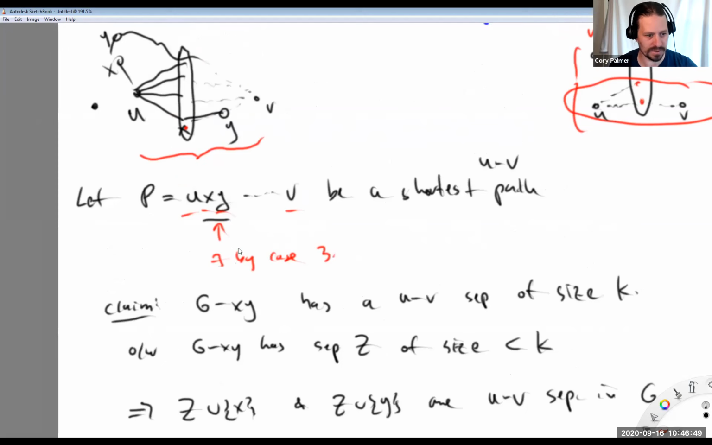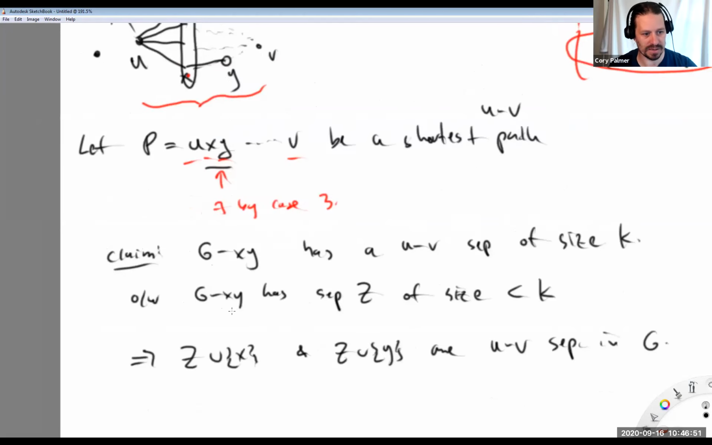But the point is, if G minus xy has a separator Z, then Z union x or Z union y are a UV separator in G, because this separator Z destroyed every single path from U to V that didn't involve the edge xy. Maybe there's some leftover path using the edge xy still. So if I delete x or I delete y, I definitely destroy any potential path that I didn't get with Z here.